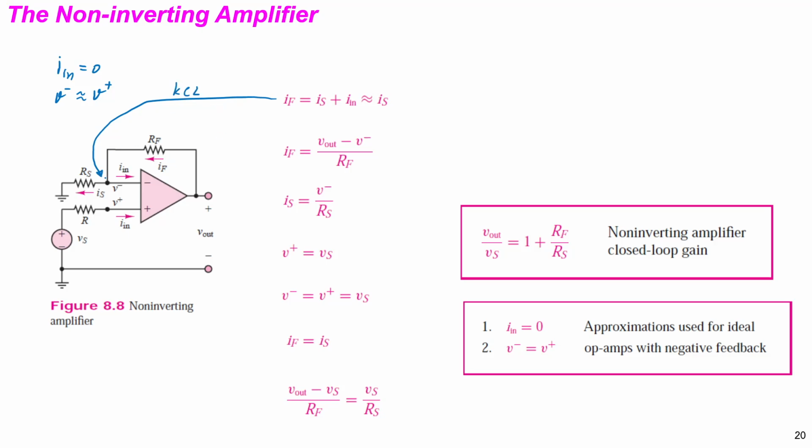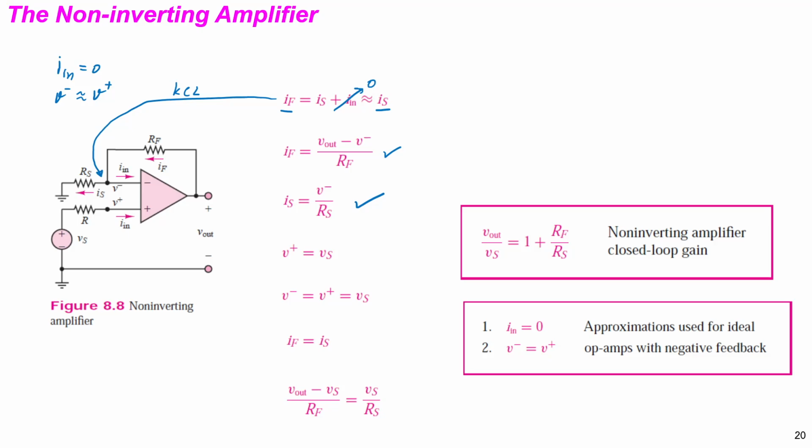We get IF equal to these two currents, IS and IN, and IN is approximately 0, right? So IF equal to IS in this case. And what is IF? IF will be V out minus V negative, divided by RF here. And what is IS? IS is V negative minus 0 divided by RS, right?